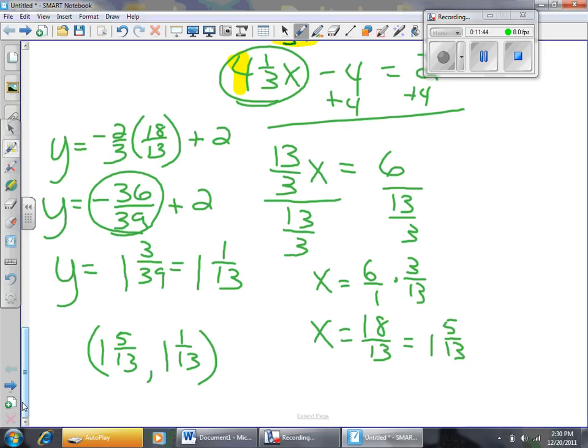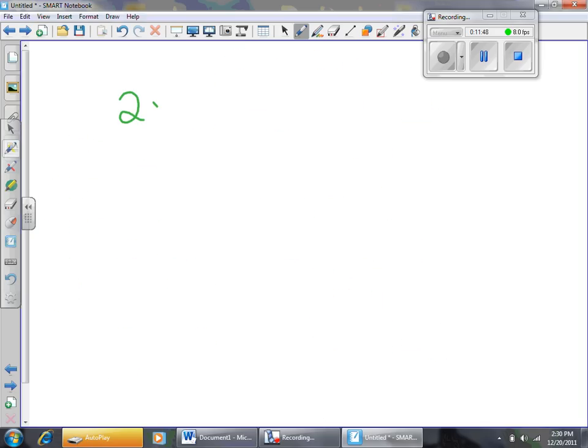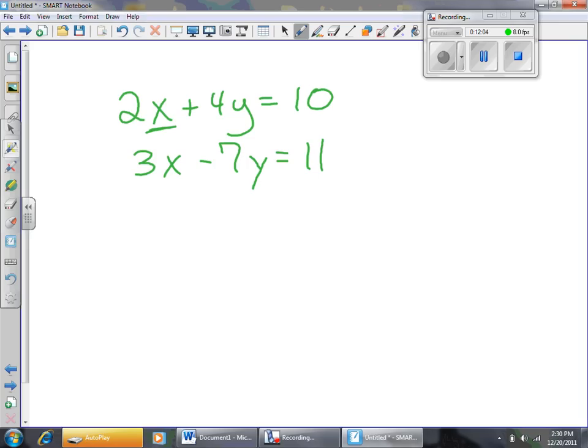Okay, now remember, if you have a problem like this to do substitution, you want to solve for the variable that will provide you the least amount of work. It will give you the prettiest answers. I think I would solve for x in the first equation because I know that 2 goes into both 4 and 10 evenly. I won't have any fractions.